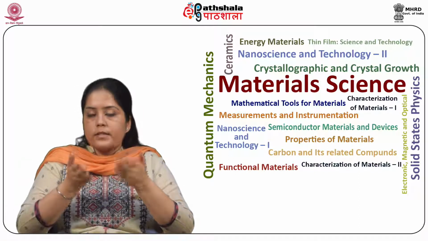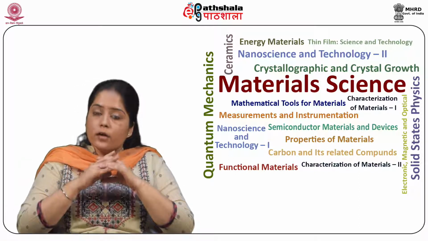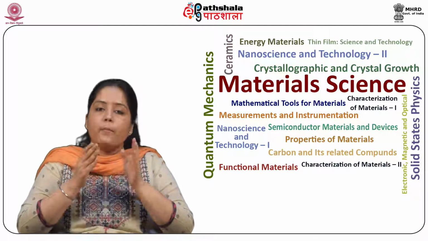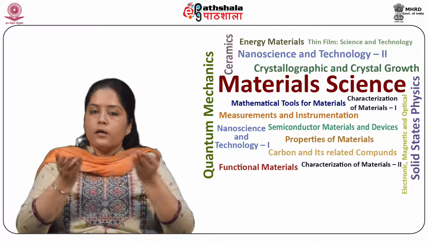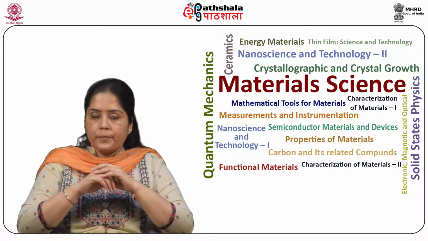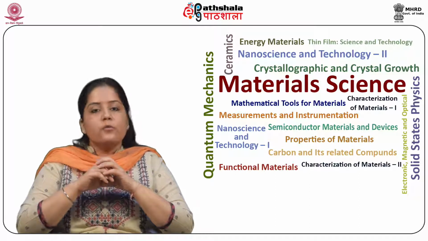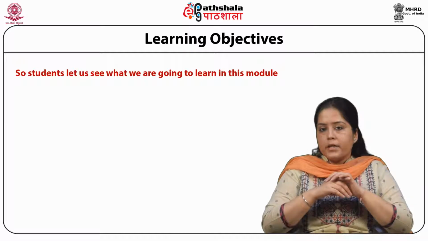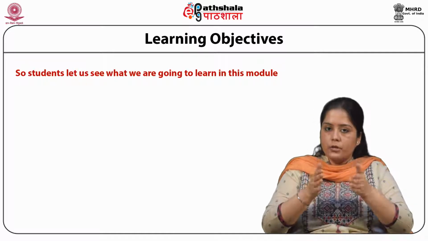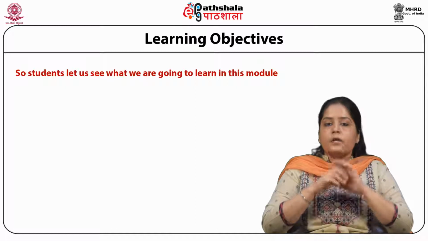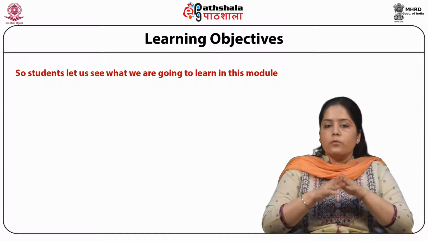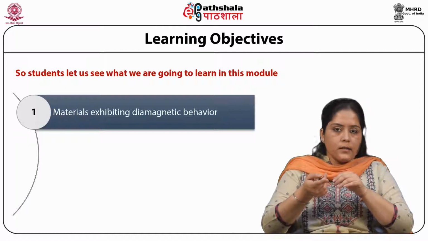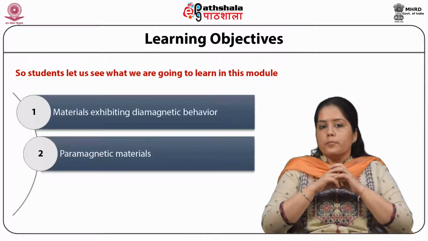So students, today we are going to discuss the module Magnetic Materials, a few examples from the paper Functional Materials. The main points which will be covered in this module are: we will be discussing the materials exhibiting the diamagnetic and paramagnetic behavior.